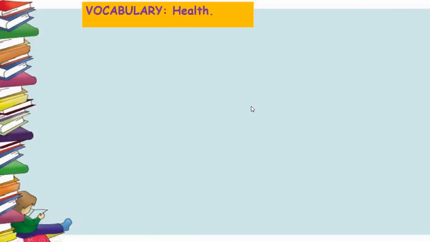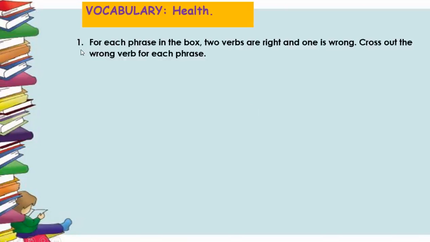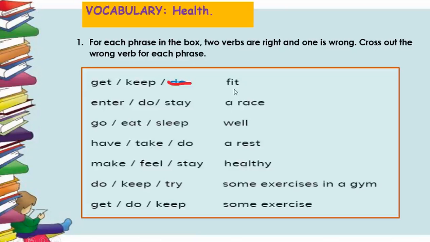Now, we are going to have a look at vocabulary about health. The first one. Look at this first activity. For each phrase in the box, 2 verbs are right and 1 is wrong. You have to cross off the wrong verb for each phrase. For fit, these 2 verbs are correct. You can use fit with get and keep. Now for race, which verb is wrong? So for race, you can use enter and do, but not stay.